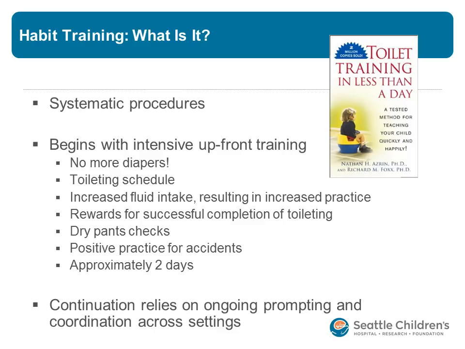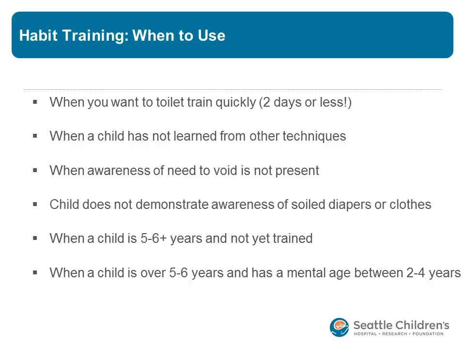And then once this initial upfront training is complete, the continuation relies on ongoing prompting and coordination across settings. So it relies on the adults who have taught the child to begin with to communicate with adults in other settings in order to ensure that everybody understands what the child's current skill set is once they complete the 2 days of training, and what kind of prompting and ongoing practice they're going to continue to need across settings. So we'll talk more about that.